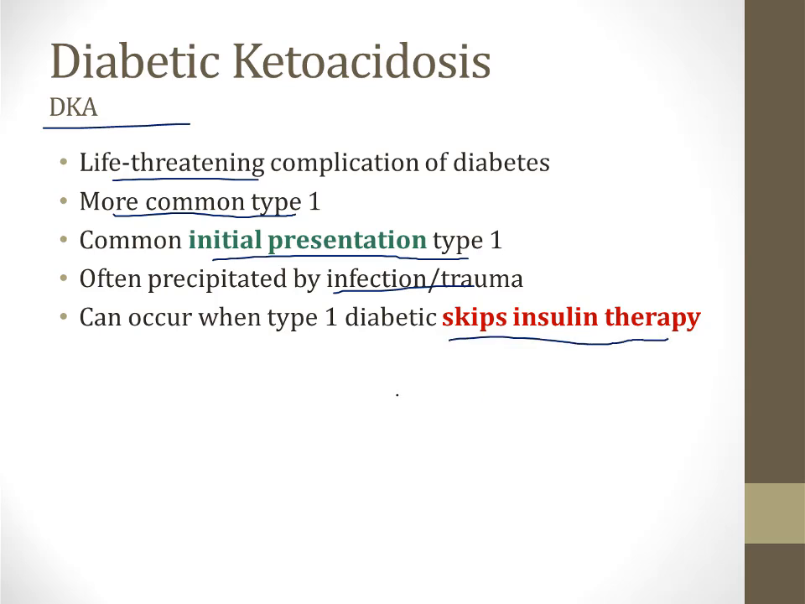So remember that type 1 diabetes is a disorder of children, and when children become teenagers, they often become rebellious, and sometimes they don't want to take their insulin and they skip therapy, and they can get very sick, and one of the complications they can develop is DKA.